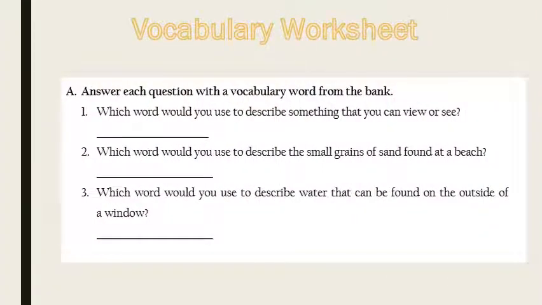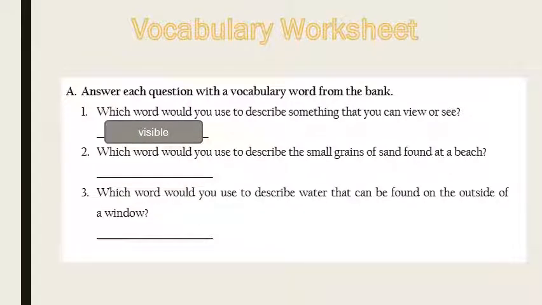I'm going to start with the vocabulary worksheet. Exercise A. Answer each question with a vocabulary word from the bank. So you have the bank in front of you on the worksheet. You can go back to it since it's a worksheet and you can find the answer. Number one, which word would you use to describe something that you can view or see? So think of it. When you see something, you can view it. So it is what? Visible.